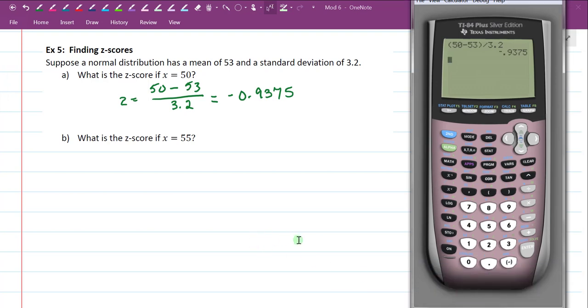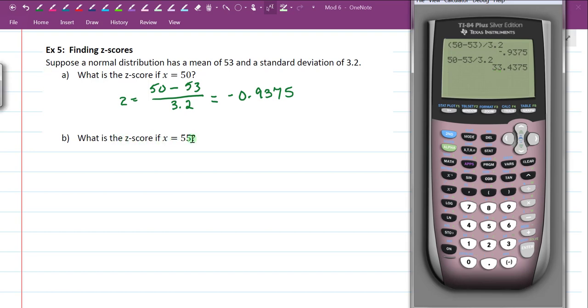Now I want to show you real quick what happens if you don't use parentheses. This answer right here is the correct answer, okay? But what if I did 50 minus 53 divided by 3.2? Look at the answer, completely different. Instead of ending up with a negative 0.9375, I ended up with a positive 93.4375. The order of operation on the second one is completely different and wrong than the first one. So make sure you pay attention and you know how to use your calculator. In addition, if you ever got a z-score of a positive 33, something's probably very wrong. Okay, so that would be something else that you would want to pay attention to.